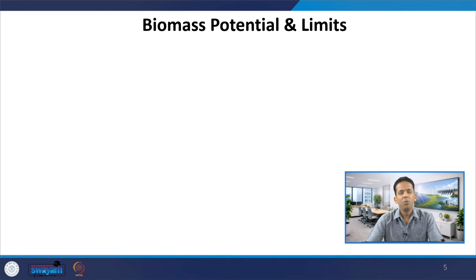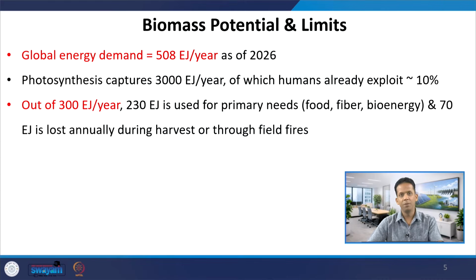Now, how much biomass do we have in this world, and what portion of it can we actually use for energy purposes or for other purposes? So, global energy demand, because this is a course on renewable energy, let's focus mainly on energy. Global energy demand is approximately 508 exajoule per year. Exajoule is like 10 to the power 18; 1 exa is 10 to the power 18. This is the global energy demand.